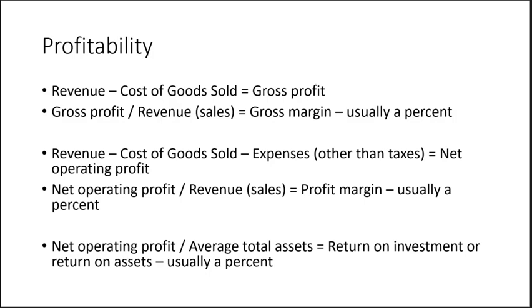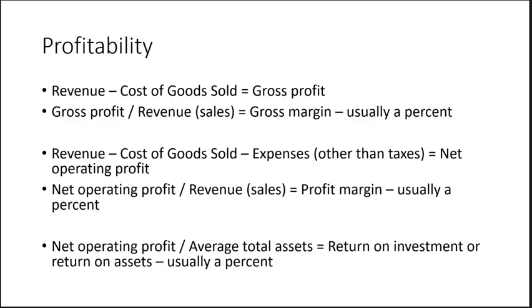And then the last one, same number, net operating profit: revenue minus cost of goods sold minus other expenses other than taxes. Now we divide it by something off the balance sheet. So now we're taking the net operating profit from the income statement and dividing it by the average total assets, beginning of the year plus the end of the year, divided by 2. If you don't have 2 years, you can always just use the assets for the 1 year you have the income statement for as well. That's referred to as return on investment, or you'll also see it referred to as return on assets.